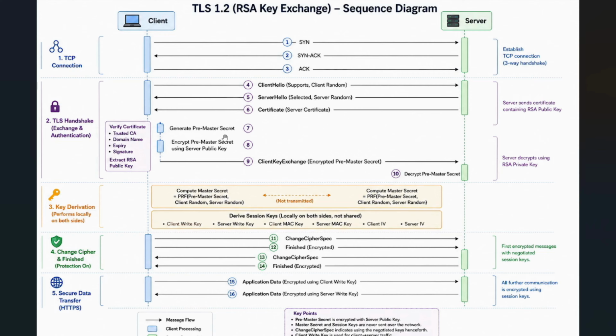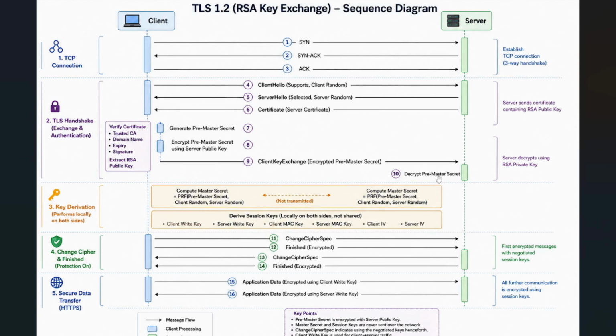You could say it's some secret key generated by the client. It will encrypt it using this public key. So now your pre-master secret key is in encrypted form, and this encrypted pre-master secret will be sent to the server. And the server, because it was encrypted using the public key, is able to decrypt it using its private key.